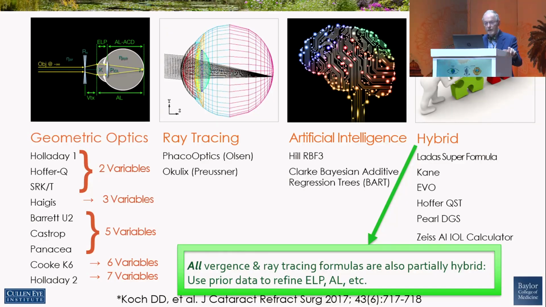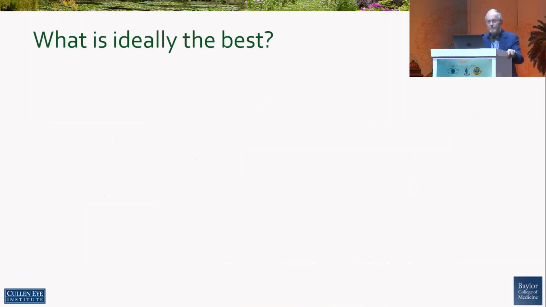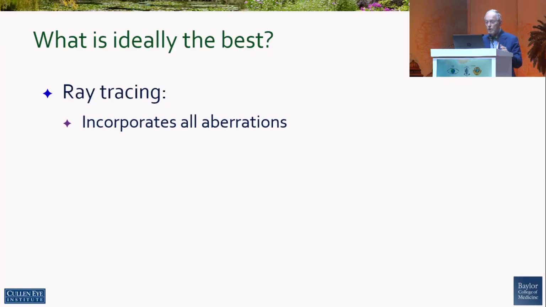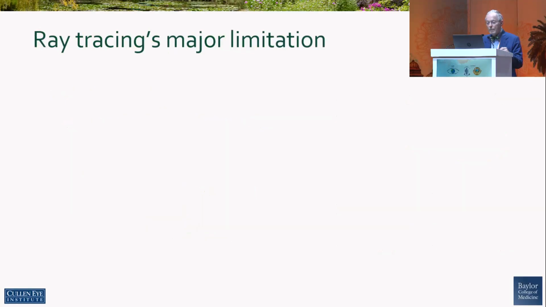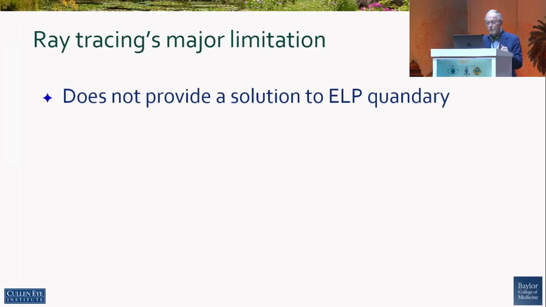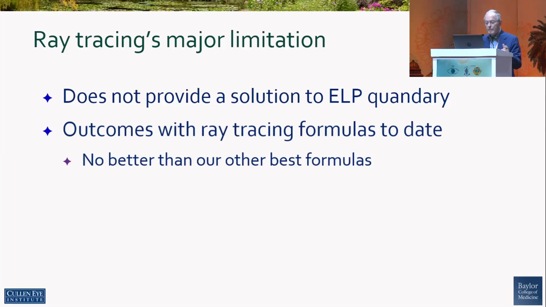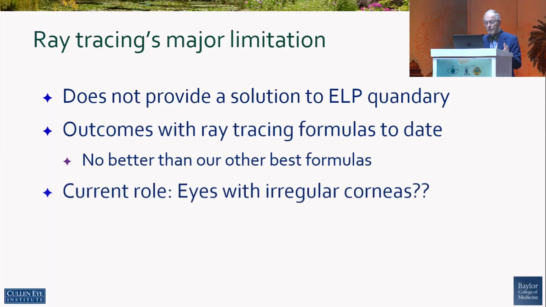And so there's a kind of a smearing or a combination. These distinctions are becoming less and less valid. Ideally, ray tracing should give us the best results because it incorporates all of the aberrations from the front of the cornea, from the back of the cornea, from the lens implant. But the limitation that ray tracing faces is the same one every one of these formulas faces. It doesn't provide a solution to calculating ELP that is unique from other formulas. So it really has not turned out to be any better than our other formulas.